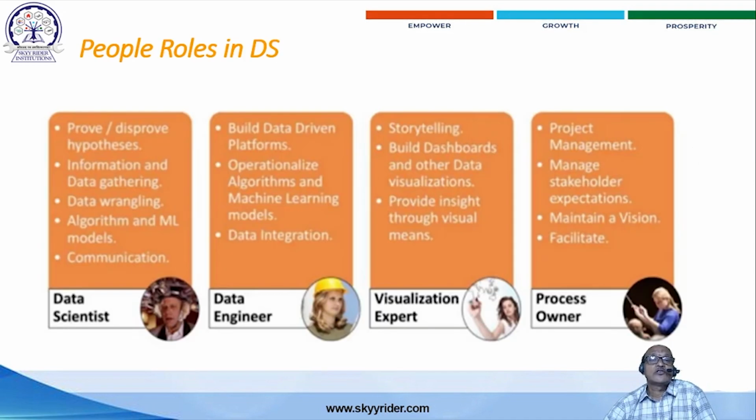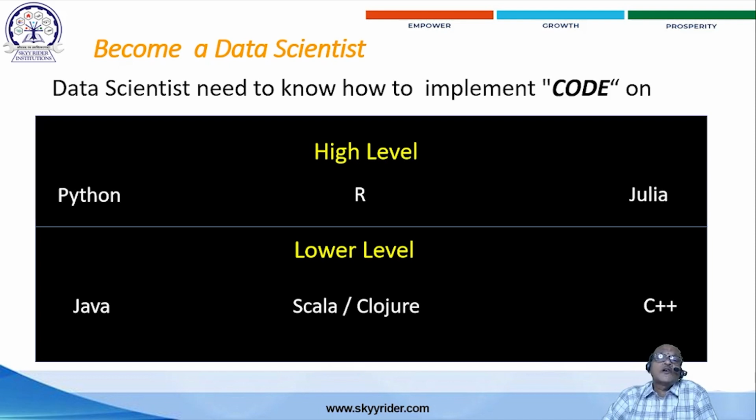So here are the wide job opportunities in the data science sector. There are so many different types of job roles, like the data scientist, with their specific roles. After that, data engineers, then visualization experts, then process owners. There are so many different hierarchies as well as job positions: data scientist, data engineer, visualization engineer, process engineer, process owner, and data care managers also.